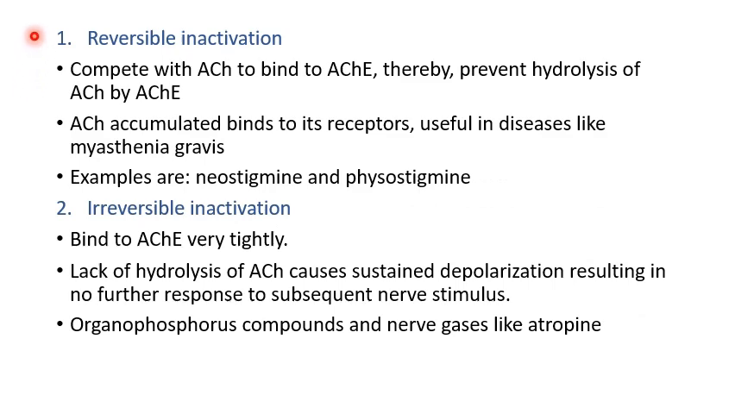These drugs are further divided into two categories, that is, reversible inactivation and irreversible inactivation. Reversible inactivation includes the drugs which compete with acetylcholine to bind to acetylcholine esterase. Thereby, they prevent the hydrolysis of acetylcholine by acetylcholine esterase. Thus, accumulated acetylcholine binds to its receptors. This finds its usefulness in diseases like myasthenia gravis. Examples of such drugs include neostigmine and physostigmine.